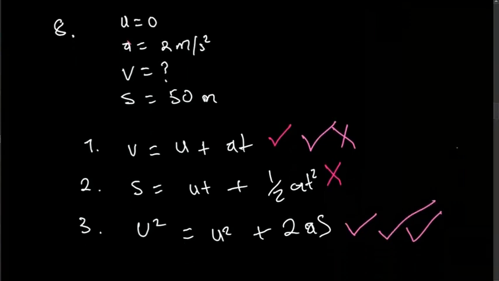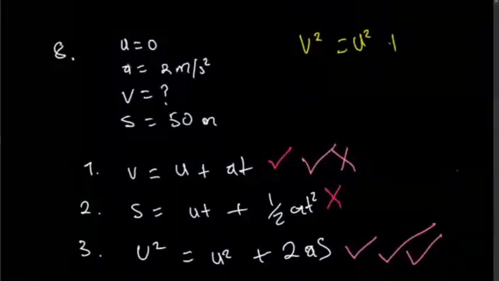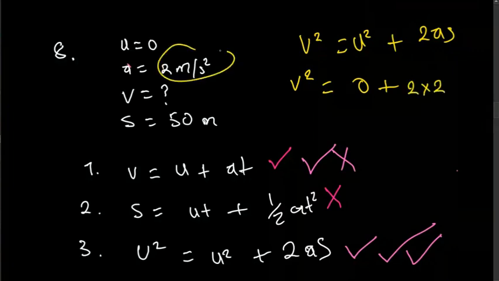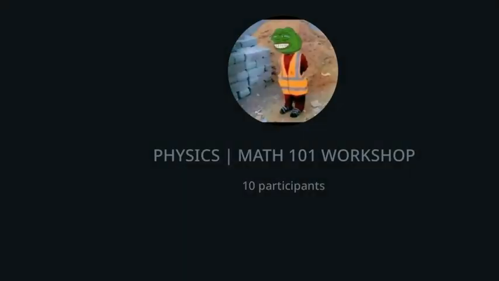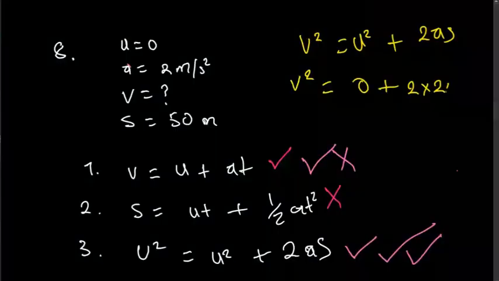So now we're using equation 3: V squared equals u squared plus 2as. Just substitute. What I'm looking for is V. This is very easy. V squared equals u squared. u is 0, since it started from rest, right? So 0 plus 2as. 2 times acceleration. Acceleration is 2, from here. Times distance. Distance is what? 50. Times 50.